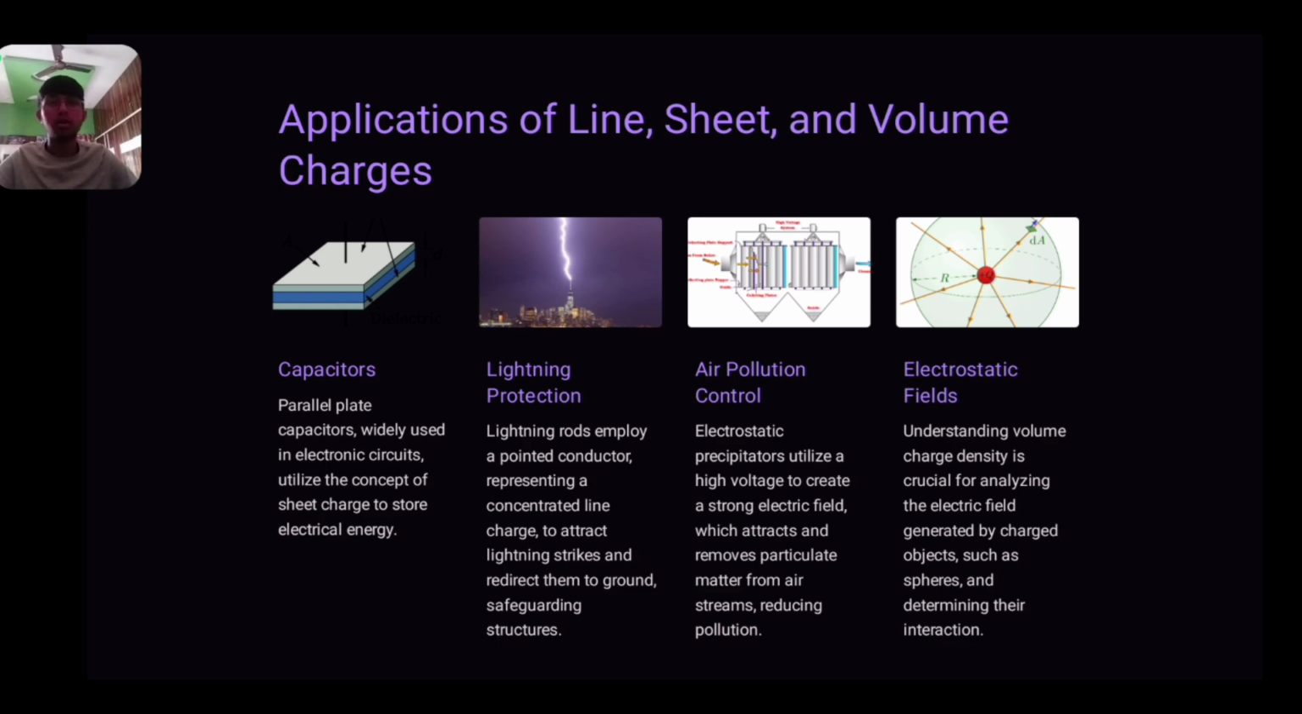Air pollution control: electrostatic precipitators utilize a high voltage to create a strong electric field which attracts and removes particulate matter from air streams, reducing pollution. Electrostatic field: understanding volume charge density is crucial for analyzing the electric field generated by a charged object such as a sphere and determining their interactions.